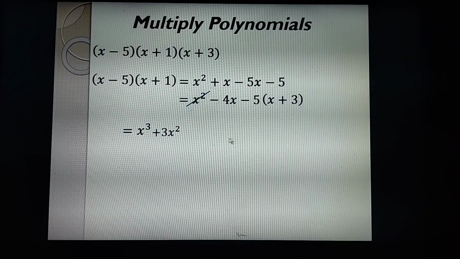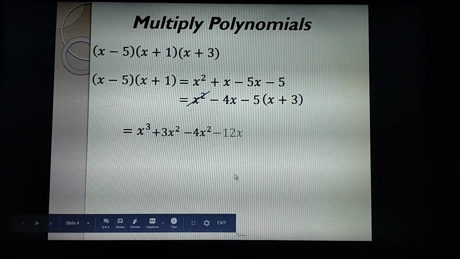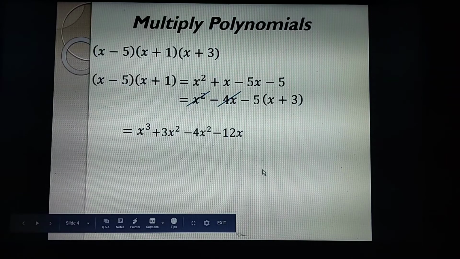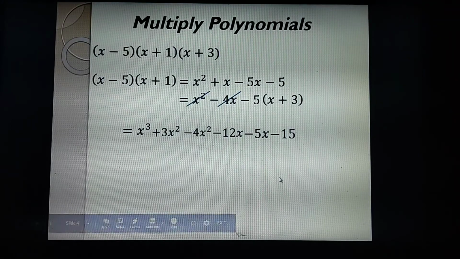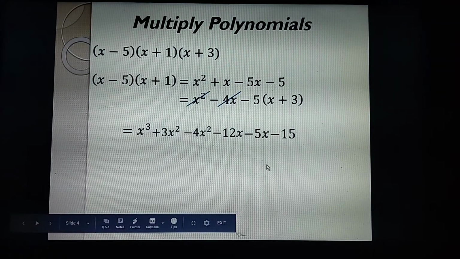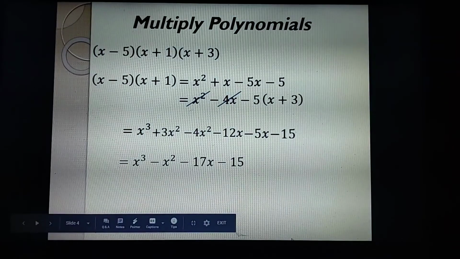So negative 4x times x is negative 4x squared. Negative 4x times 3 is negative 12x. Cross off my negative 4x. Negative 5 times x is negative 5x. Negative 5 times 3 is negative 15. Now all I have to do is combine like terms, and I'm done.